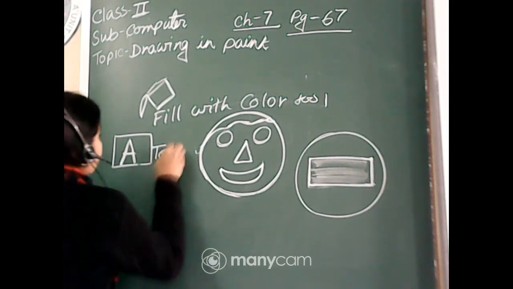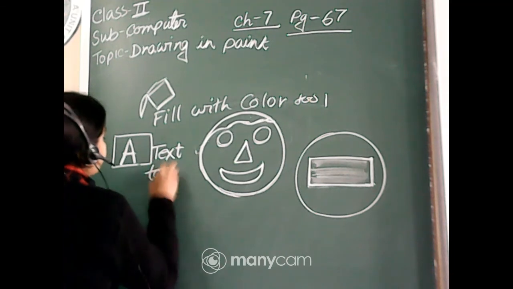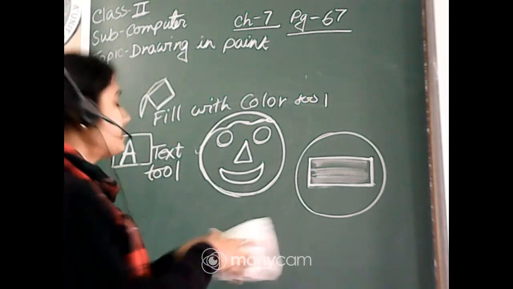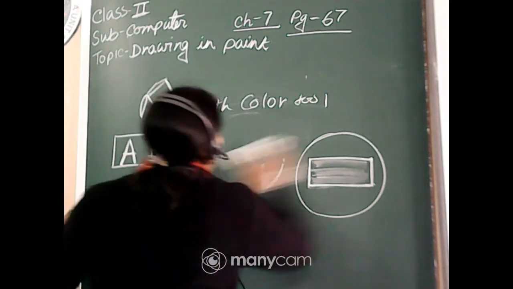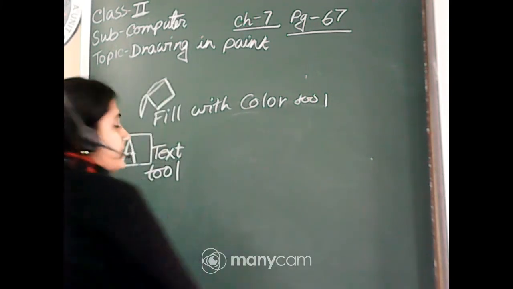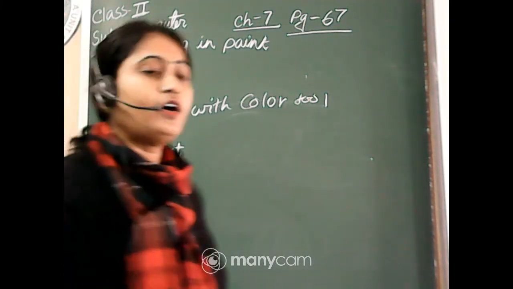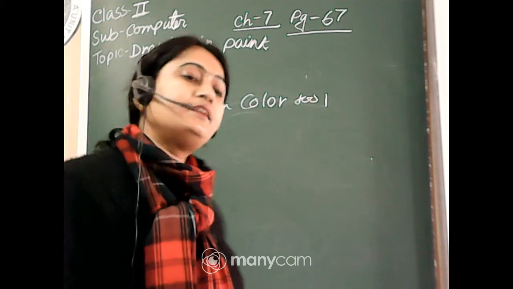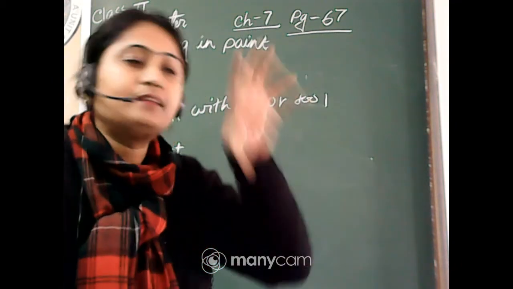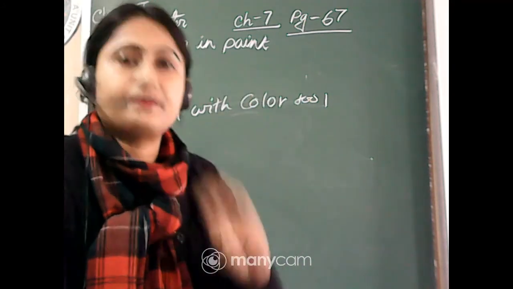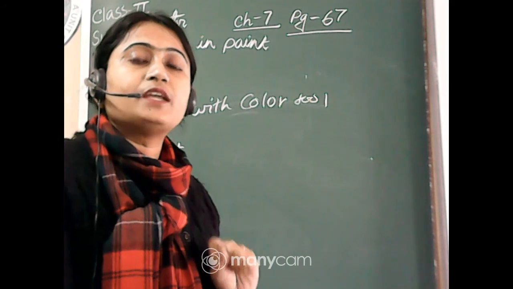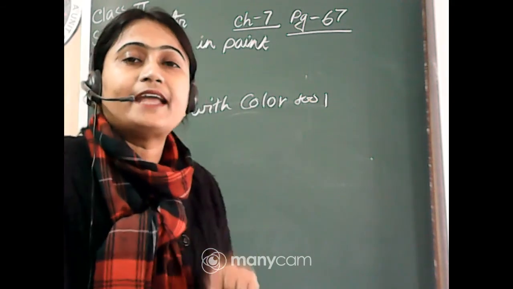This name is text tool. Why do we use the text tool in MS Paint? This program we use for drawing and coloring. But when we draw anything in MS Paint, if you want to write something inside the picture, we have to use the text tool.